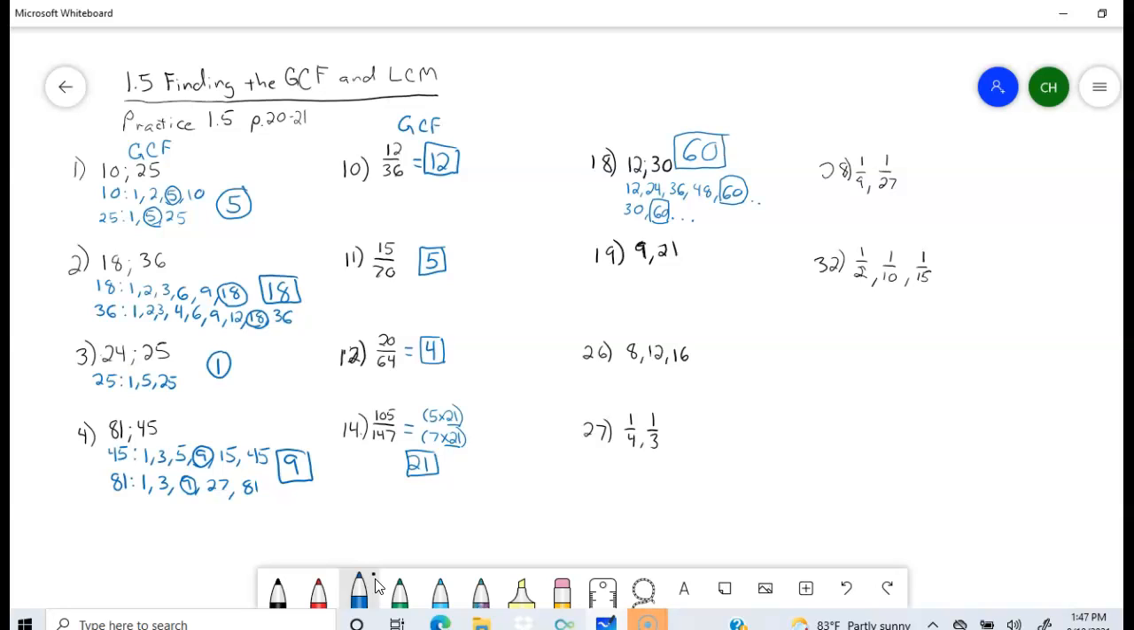Nine and 21. I'm going to start with a smaller one. 9, 18, 27, 36, 45, 54, 63. 21, 42, 63. Smallest multiple they have in common. Least common multiple.